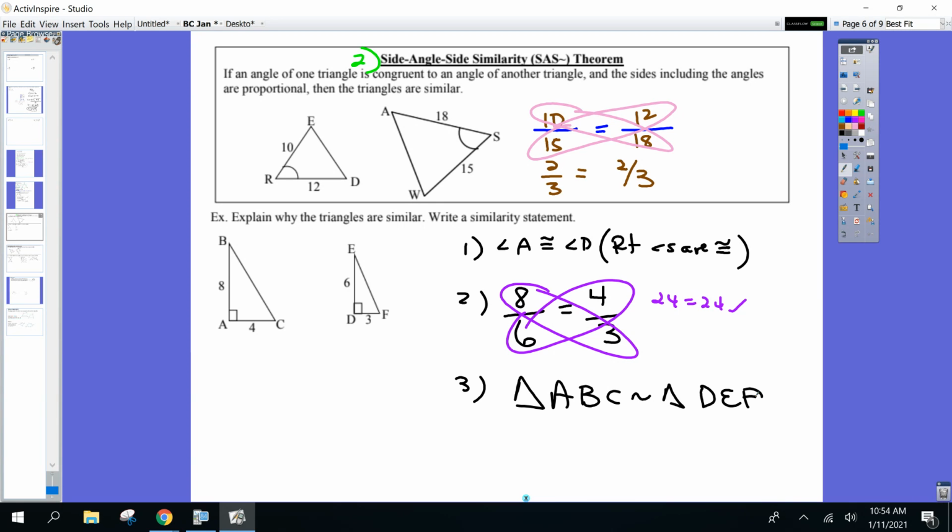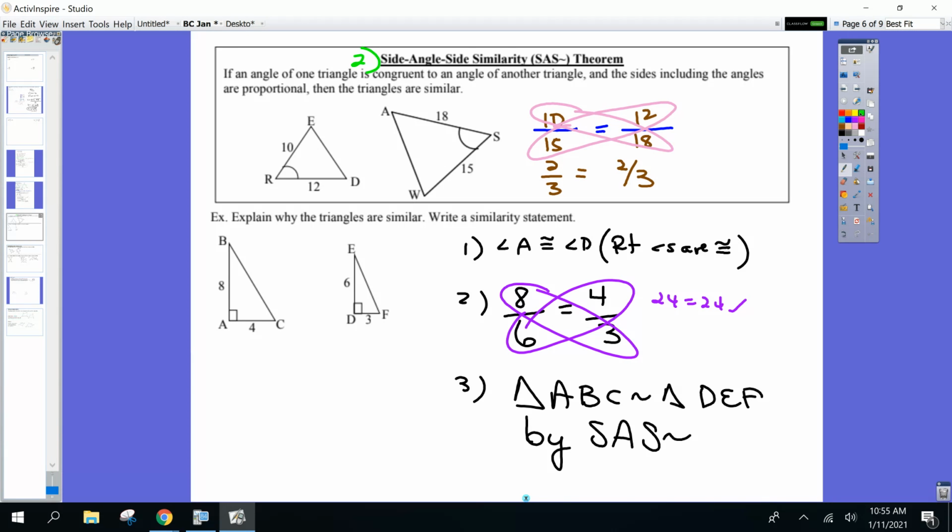Now, just pay attention to what I'm going to write for the reason. By side, angle, side, but I can't leave it like that, because that means you just proved two triangles congruent. So we do need to add on the tilde there: side, angle, side, similarity. If you just write side, angle, side without it, that's the reason to prove triangles congruent, not similar. Any questions on side, angle, side similarity before I get to the last reason to prove triangles similar? You guys feeling all right?